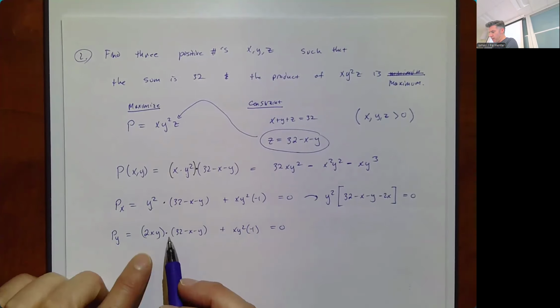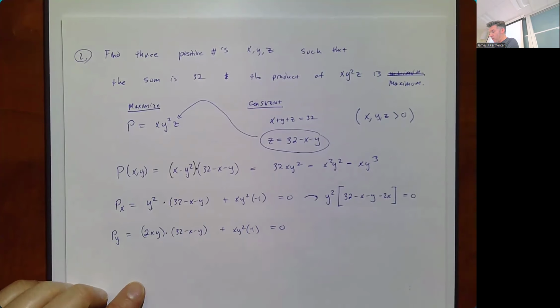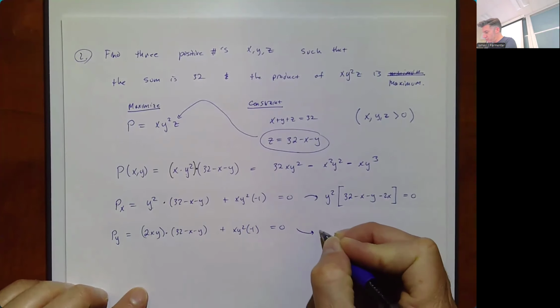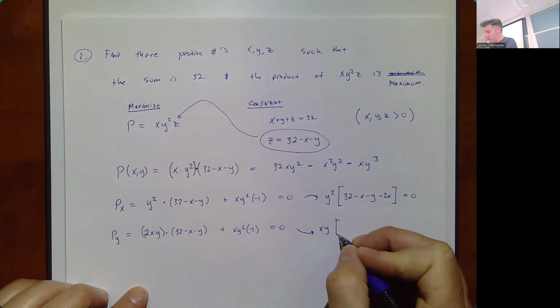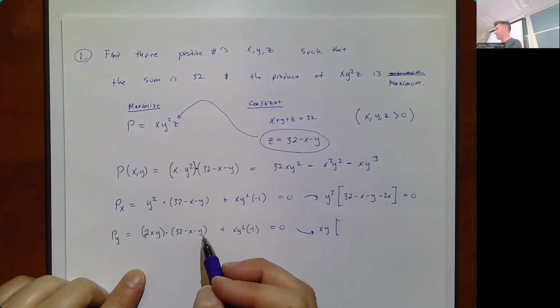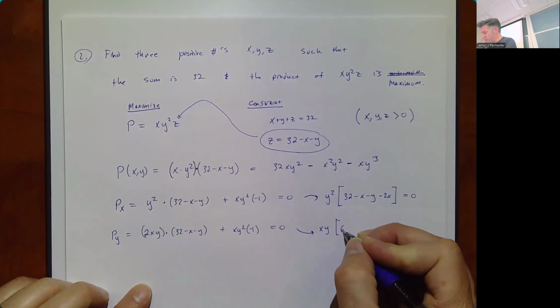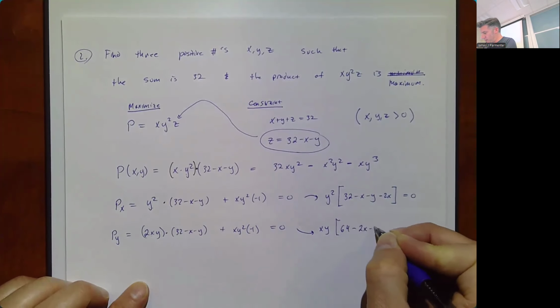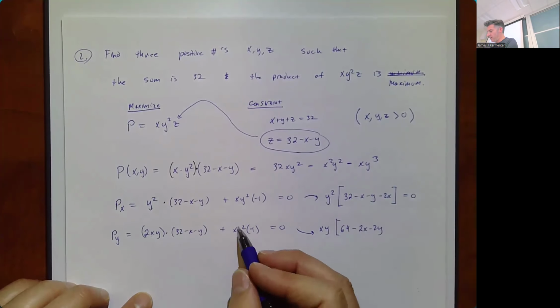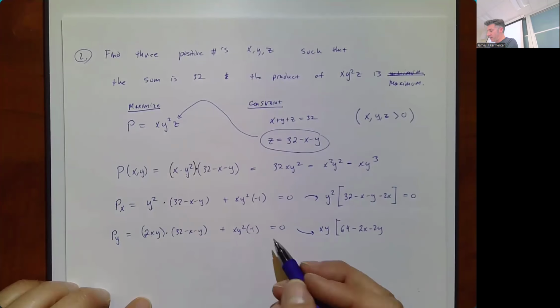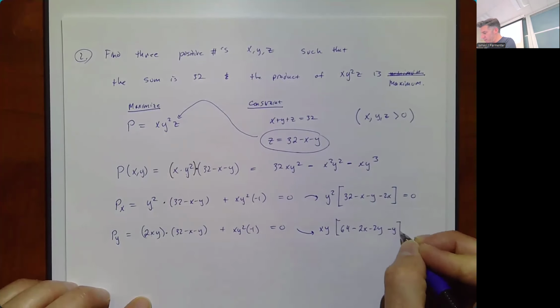Over here, I see that I can factor out an x times a y. And I'm left with 2 times 32 minus x minus y. Let's multiply that 2 through. You get 64 minus 2x minus 2y. And here, I factored out the xy. I'm still left with a y times a negative 1. So a minus y.